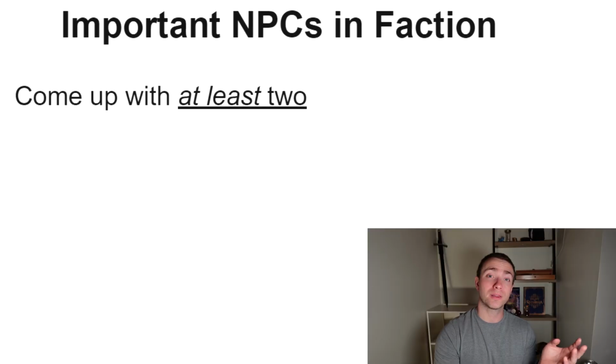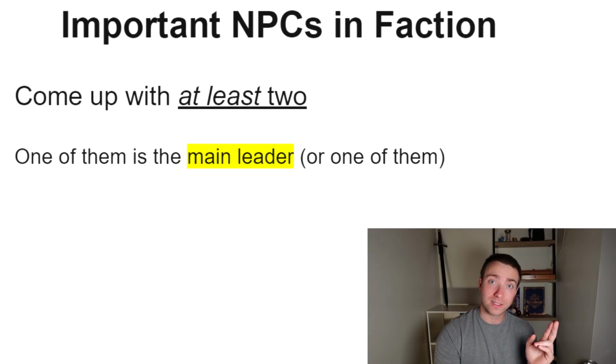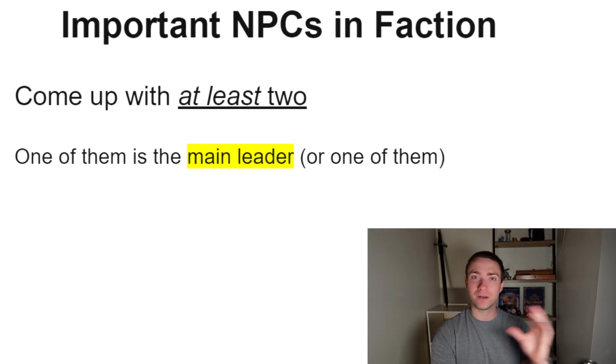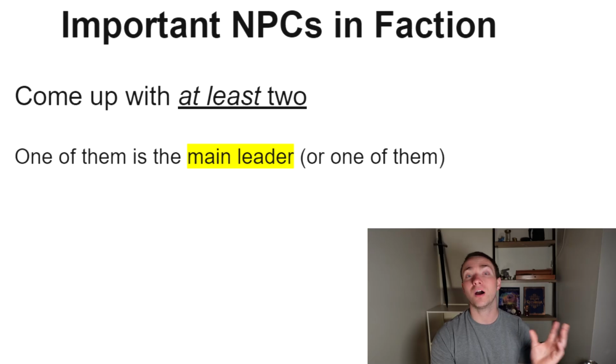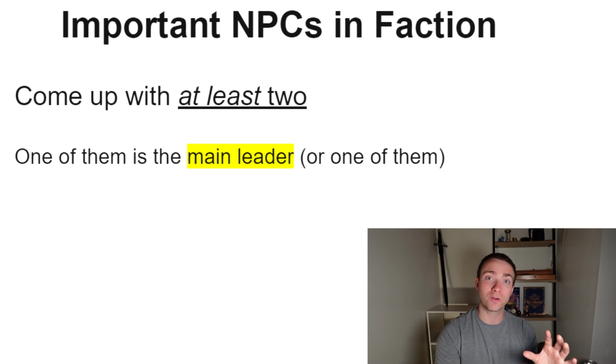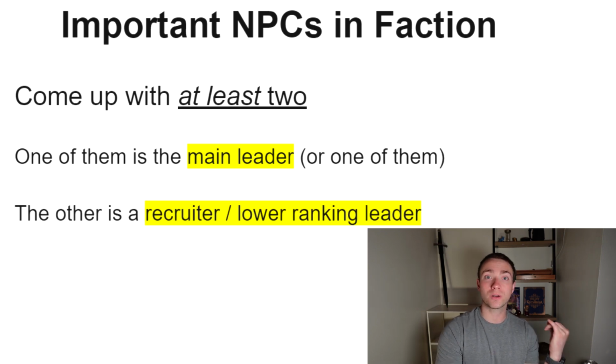For the important NPCs, you can come up with as many or as few as you like, but I think it's a really good idea to come up with at least 2. One of these is going to be the leader or a leader, depending how your faction is organized, of the faction to act as kind of the face of the faction and the big decision maker. Players probably won't interact with them very much at the beginning. And the other NPC you should make is more of a recruiter or a lower tier person in charge.